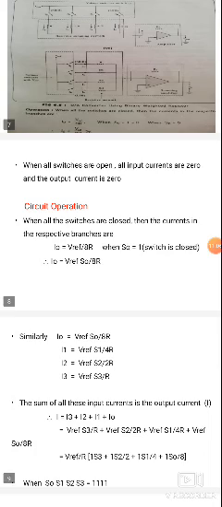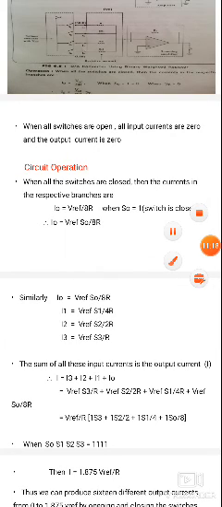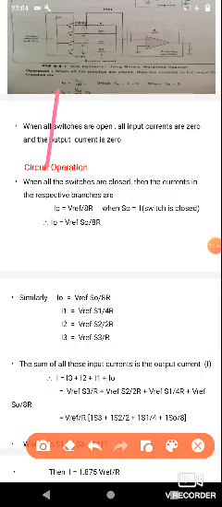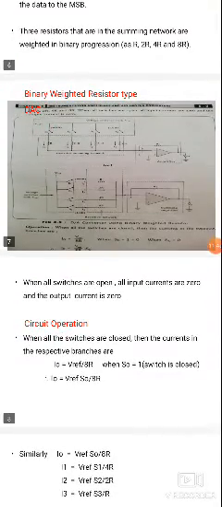Whenever a switch is closed, the circuit operation begins. When a switch is closed, the current in the respective branch is I0 equals V reference by 8R when S0 equals 1. So all the switches are open and one switch is closed. Whenever switch S0 is closed, the S0 is connected here.